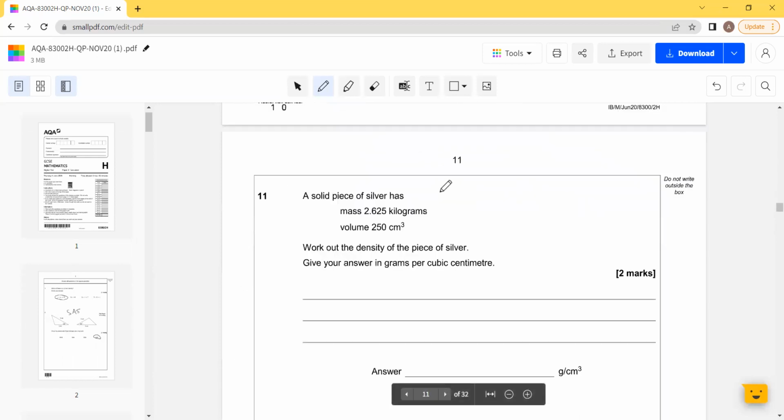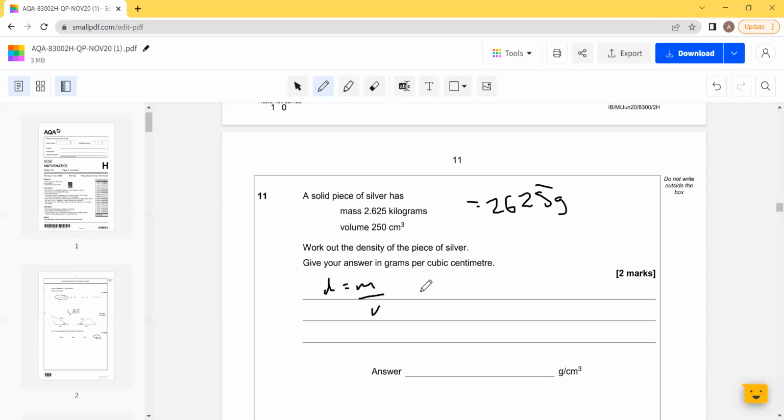Okay. Question 11. A solid piece of silver has a mass of 2.625 kilograms and a volume of 250 centimeters cubed. Work out the density of the piece of silver. Give your answer in grams per cubic centimeter. So this is just 2625 grams. And the density is mass over volume. So it's equal to 2625 over 250. Now you're going to be able to use your calculator. So you can just do this on the calculator and your answer will be 10.5.